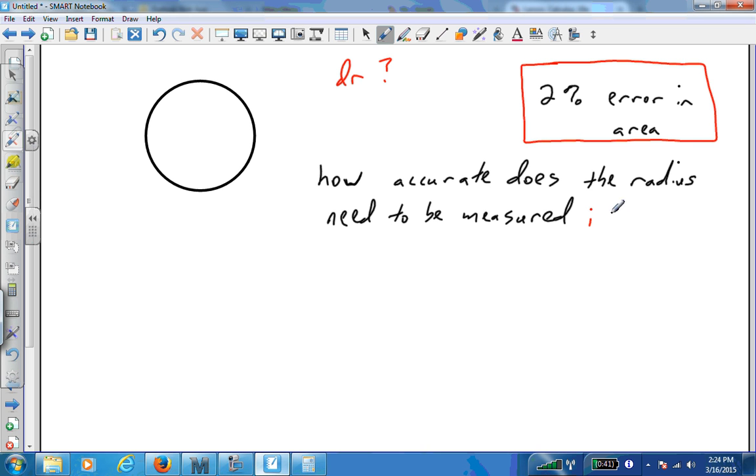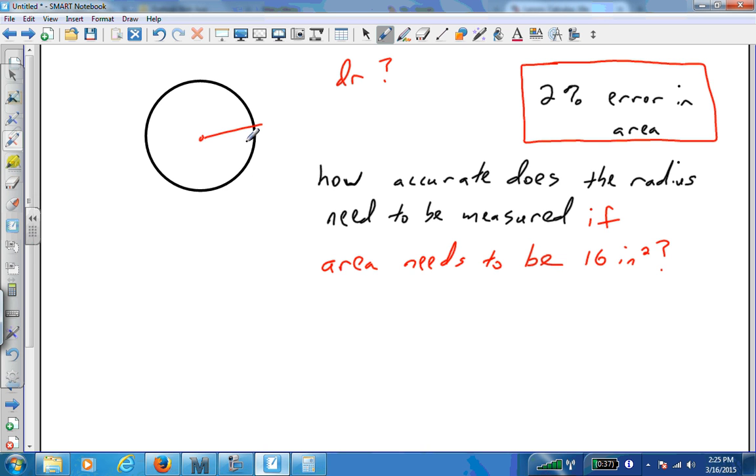And let's say the area needs to be 4 pi. And actually, let's make up a different number. Let's say 16 square inches. So how accurate does the radius need to be measured if the area needs to be 16 square inches?